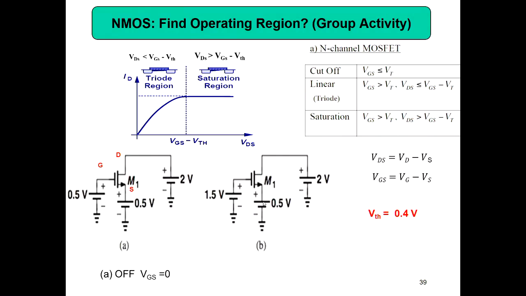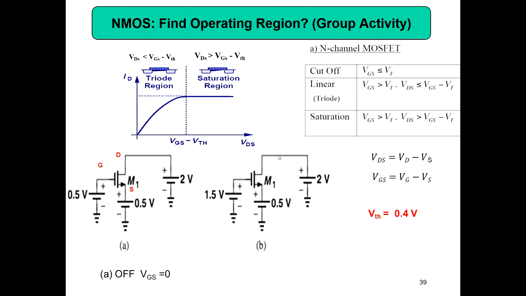How about this one? Your VGS equals VG minus VS, that is equal to 1 volt. Then definitely it is either in linear or saturation. Now, which region is it operating in? If it is in saturation, your VDS should be greater than VGS minus VTH. So VDS is VD minus VS.